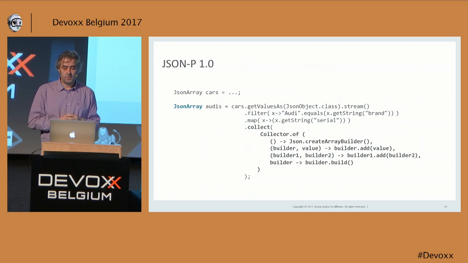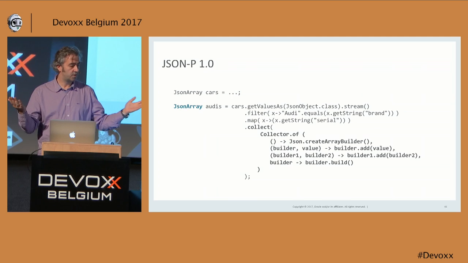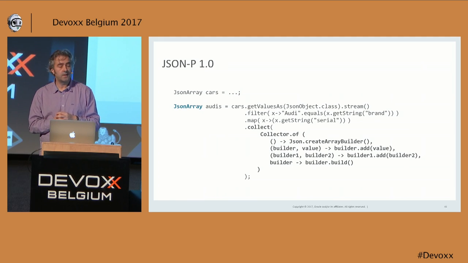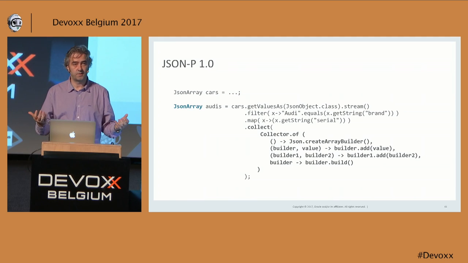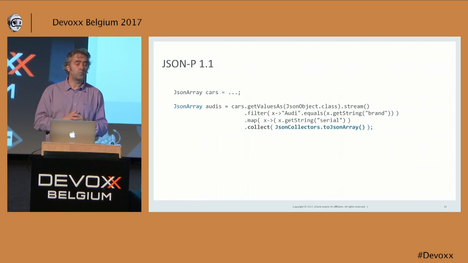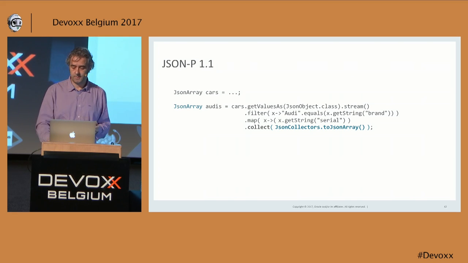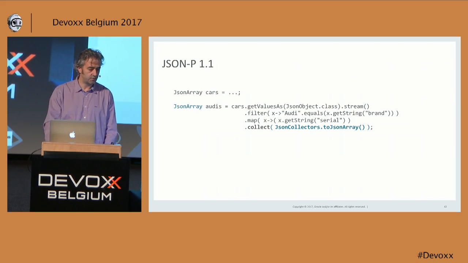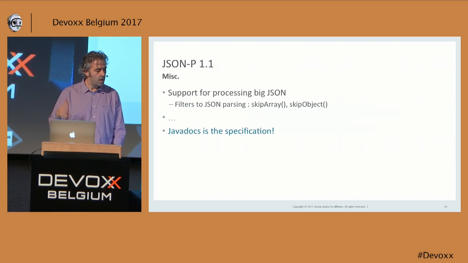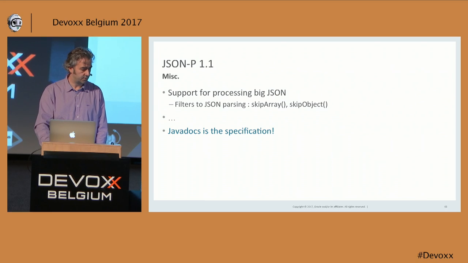Something which is also part of JSON-P 1.1 is this. This is pure JSON-P 1.0 code running on top of SE 8, so I'm using the Stream API, and you see that at the end, I have to write my own JSON collectors, because there are no JSON collectors in JSON-P 1.0. In JSON-P 1.1, this is solved: we have introduced specific JSON collectors, so you don't have to create your own. And then there are a bunch of other smaller things done on the JSON-P side.